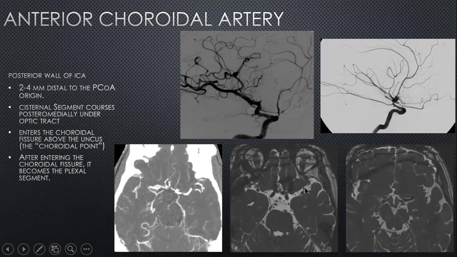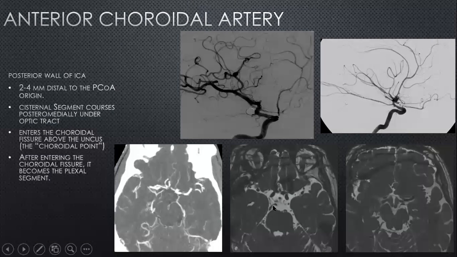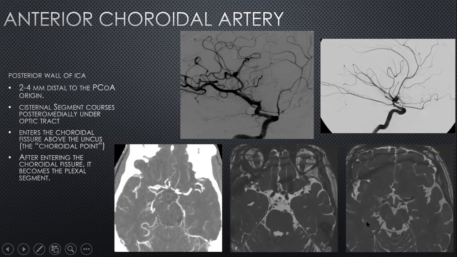So it passes through the cisternal portion, as in the suprasellar cistern, and then it penetrates into the temporal lobe via the choroidal fissure to supply the choroid plexus of the temporal horn. So this is again variable. This is a patient who has got a small anterior choroidal artery, but this is a patient who actually has a much bigger anterior choroidal artery.